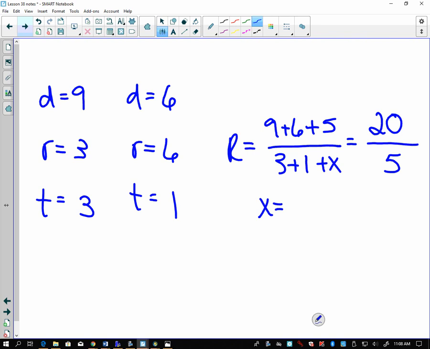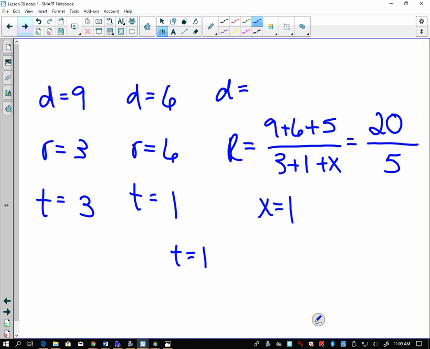Are you serious? Yes. Okay, x equals 1. Okay, so what was the question? It says, what should the runner's speed for the next 5 miles be so that the overall average speed would be 4 miles per hour? Okay, so our time would have to be 1 hour, right?